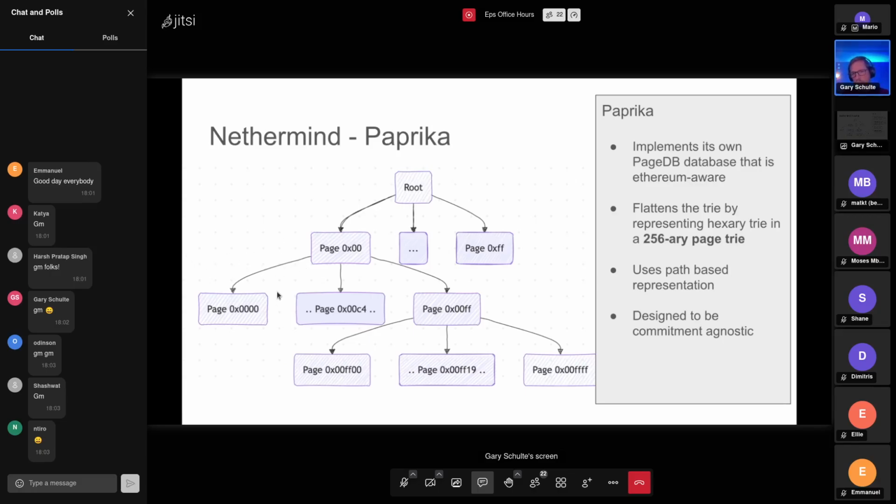One of the interesting features of Paprika is that it is collapsing the tree. Instead of having this branching factor of 16, Paprika changes the tree structure to have a branching factor of, by default, 256. So each of the pages represents 2 nibbles of path instead of 1 nibble of path in a 16 hexarray tree. Each page represents 2 nibbles.